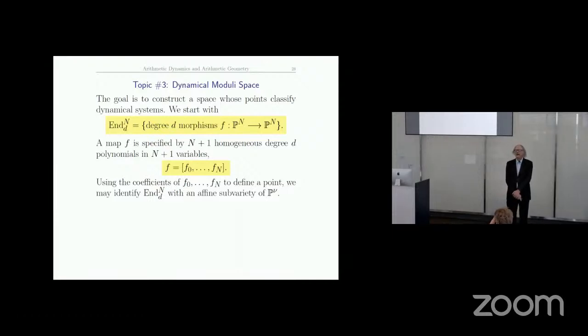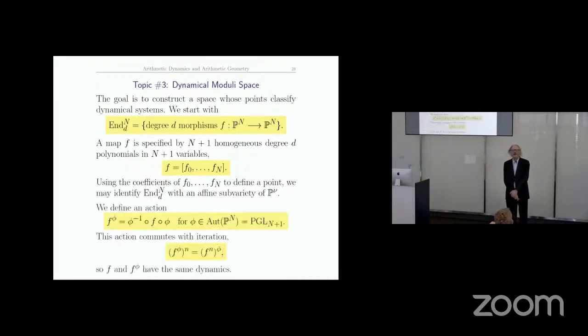However, that's sort of too big a set. I'd like to identify 2 different dynamical systems if they're essentially the same, by which I mean if they're the same up to changing coordinates in projective space. Because if I change coordinates, I get essentially the same behavior. And the way to do that is we look at automorphisms of projective space, which are just given by n+1 by n+1 matrices.